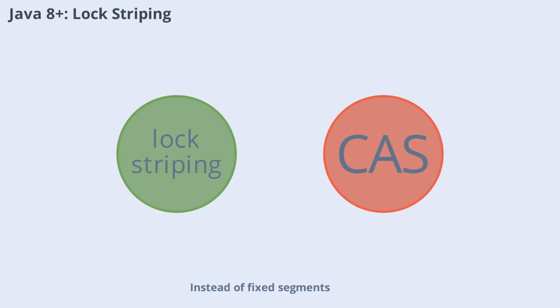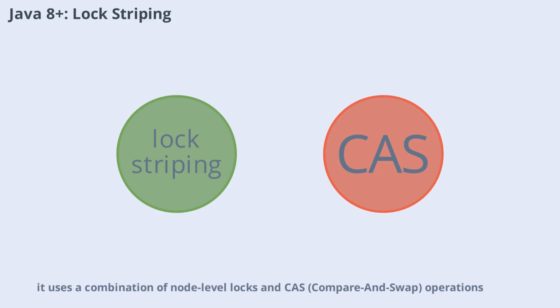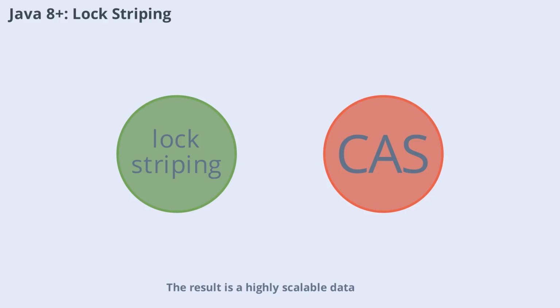Instead of fixed segments, it uses a combination of node-level locks and CAS, compare and swap operations. This approach further reduces lock contention, allowing even more threads to access the map concurrently. The result is a highly scalable data structure that performs well under extreme concurrency.